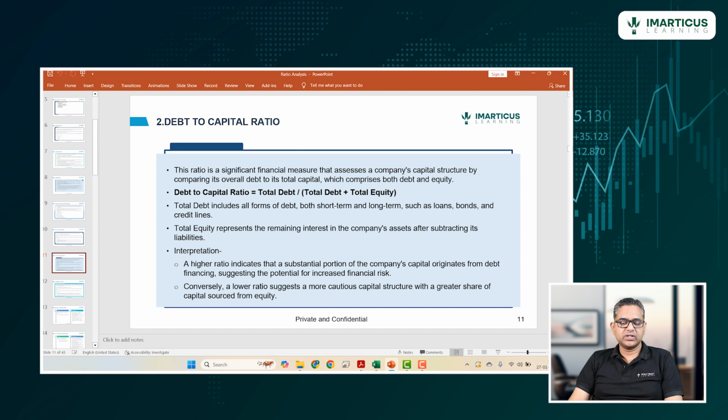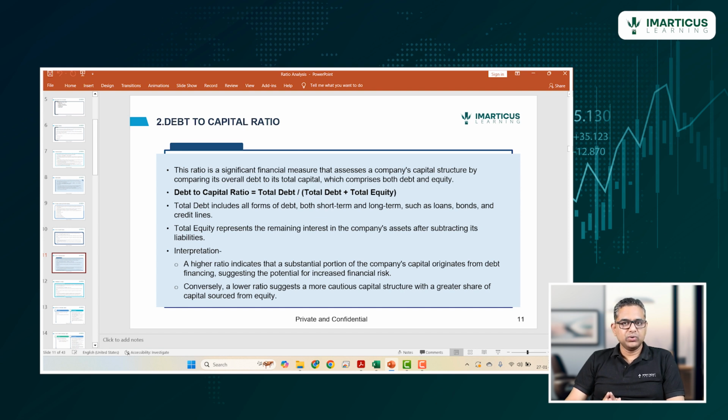Conversely, a lower ratio suggests a more cautious capital structure with a greater share of capital sourced from equity. Too low a ratio again would mean that we are relying heavily on equity only. Maybe we are talking about just 5% debt or just 10% debt. That is good from a sustainability perspective, but if the company has a higher ability to pay down the debt, companies generating a lot of good cash flows, then they can definitely slightly increase the debt funding to reduce the overall cost of capital for the company and generate higher returns for the capital providers.